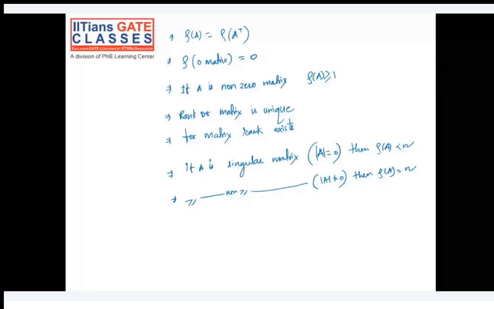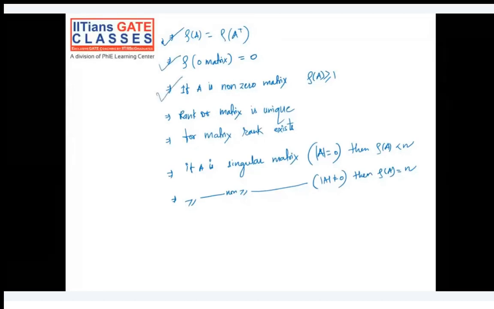If A is a non-zero matrix, then the rank of that matrix will always be greater than or equal to 1, and the rank will always be less than or equal to the size of the matrix. So rank is basically in this range. In short, it's greater than or equal to 1 and less than or equal to the size of the matrix.